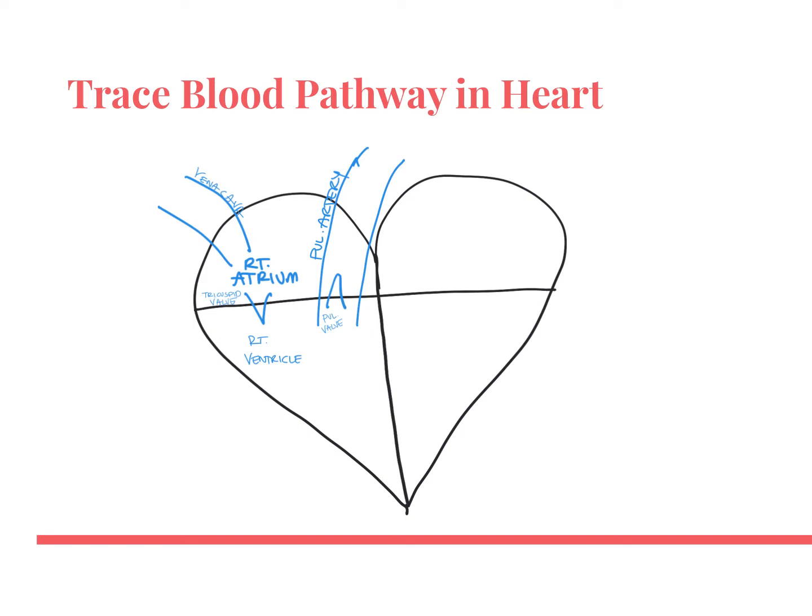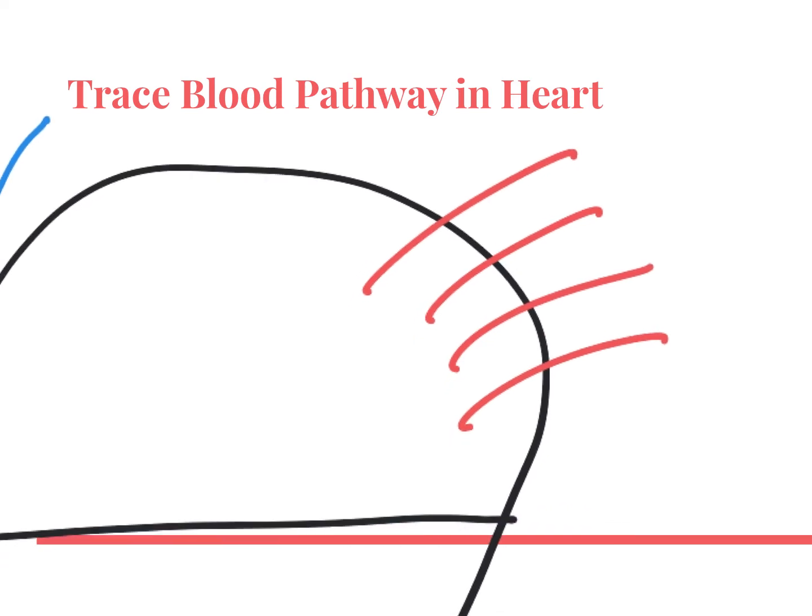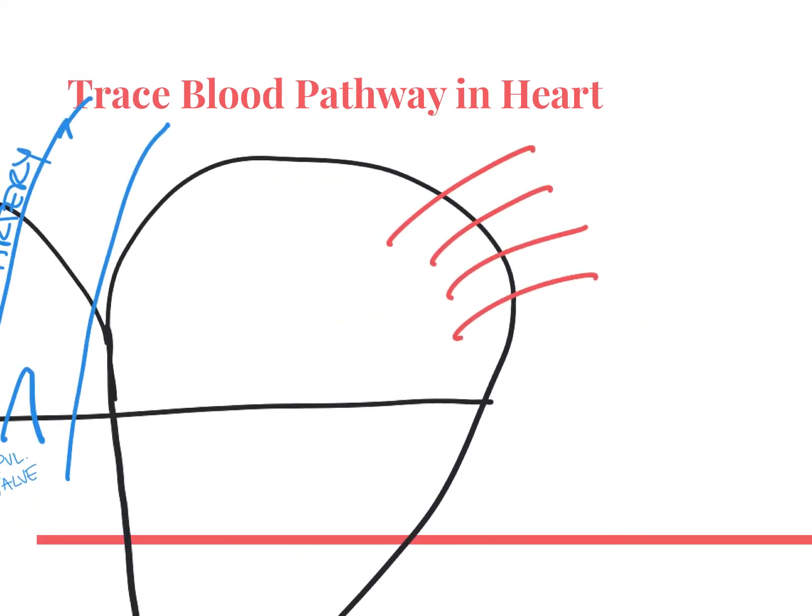And now we will move on to the left side of the heart. For the left side of the heart, let's use red because it represents blood that is high in oxygen. So let's start with the pulmonary veins that come into the left atrium. These are the pulmonary veins. And then while I have it zoomed in, I'm going to label the left atrium.